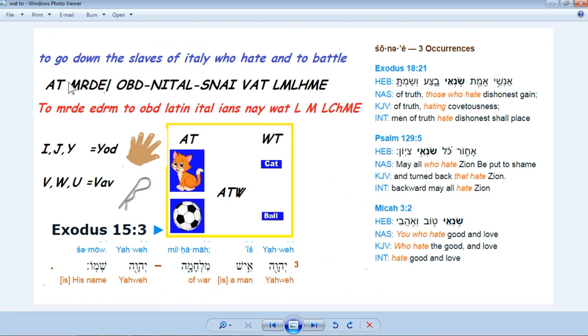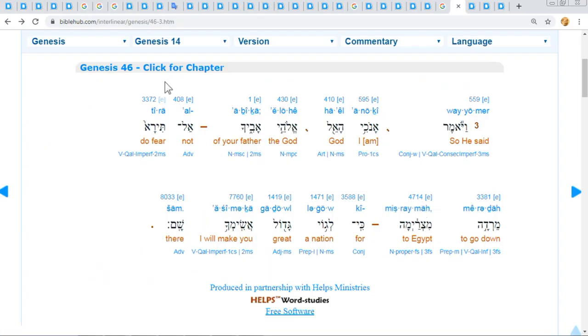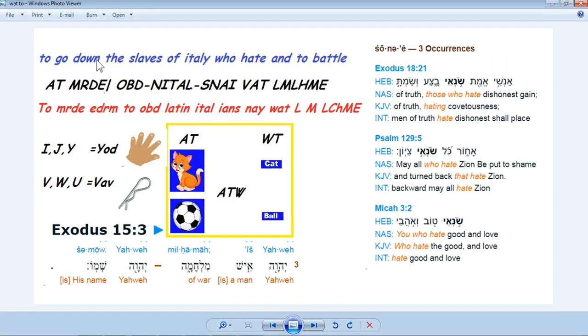So they'll just go straight to this word, this MRDE, and they'll say this means to go down. And you'll see this word here in Genesis 46:3, MRDE. They say it means to go down. To go down, the slaves. And see, they don't even understand what this line means, so they just skip over it.